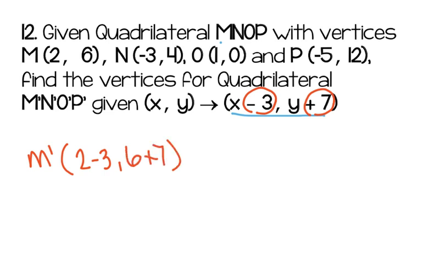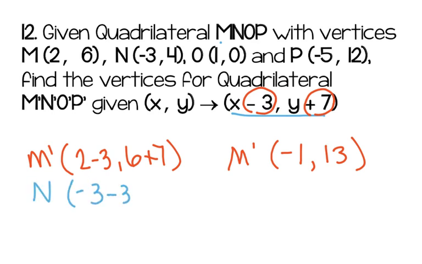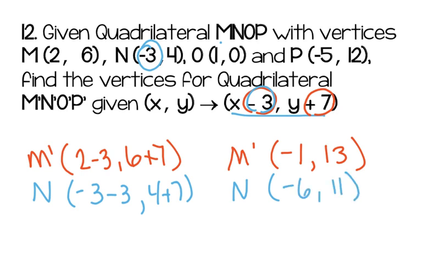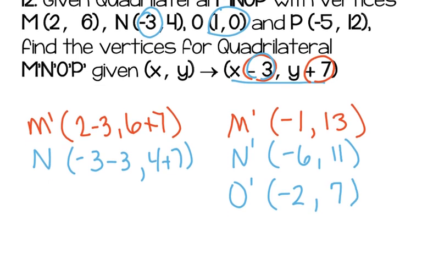Now you don't have to write all of that. You can just write that M prime is going to be negative 1, 13. Then N prime is going to be negative 3 minus 3, because I take the negative 3 and then minus the 3, and then 4 plus 7. Now you can just write negative 6, 11. That's fine. And then same with O prime. That's going to be the 1, 0, so 1 minus 3, and then 0 plus 7. And then P prime is going to be negative 5 minus 3, and 12 plus 7.